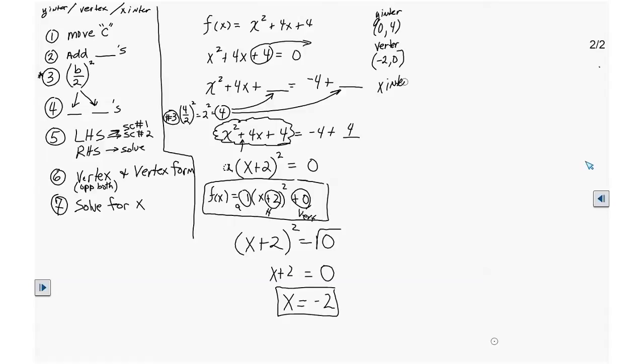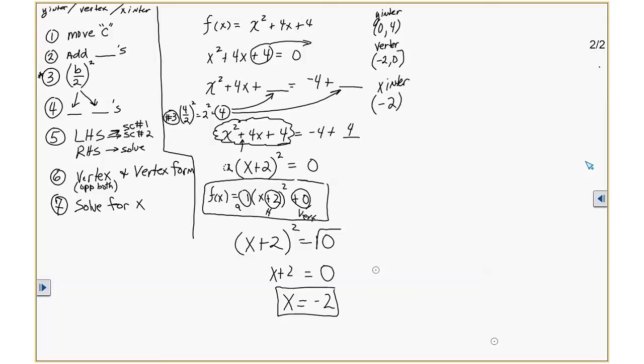Is that always going to be just 1? No. Usually you're going to have 2 x-intercepts. We'll get into that later. So now you can sketch your graph. (0, 4) is your y-intercept. (-2, 0) is your x-intercept. And -2 is also your vertex. So it looks like that.